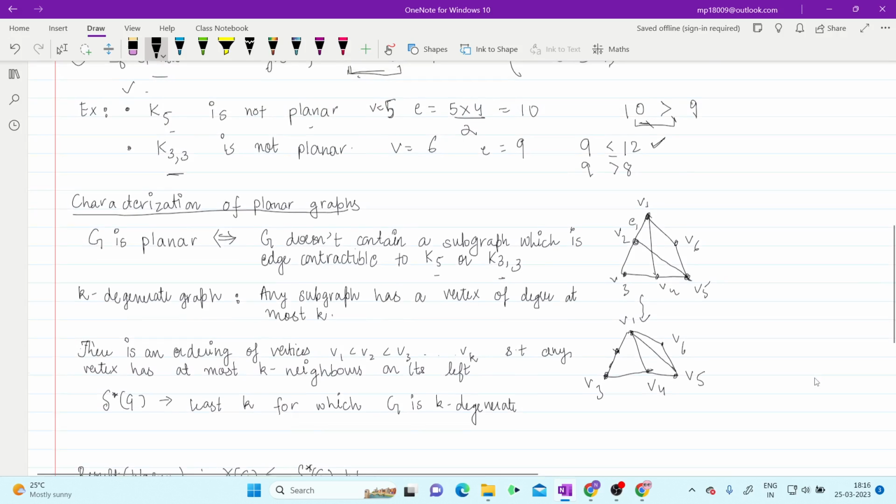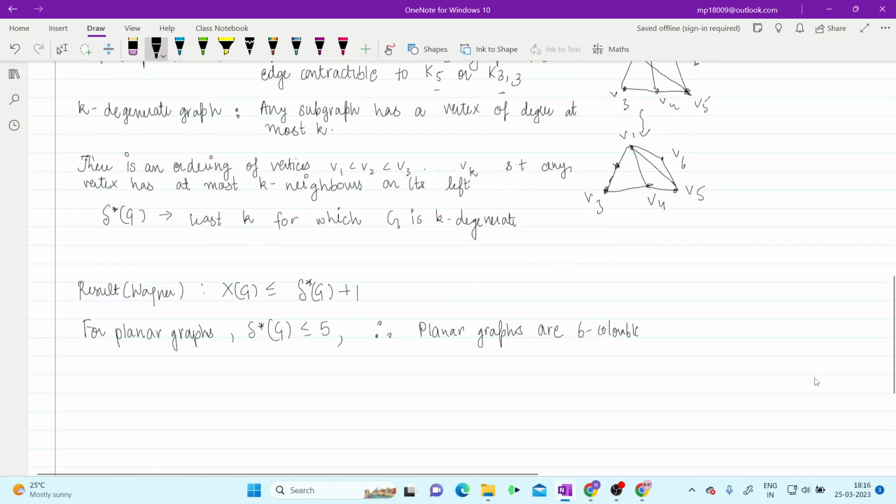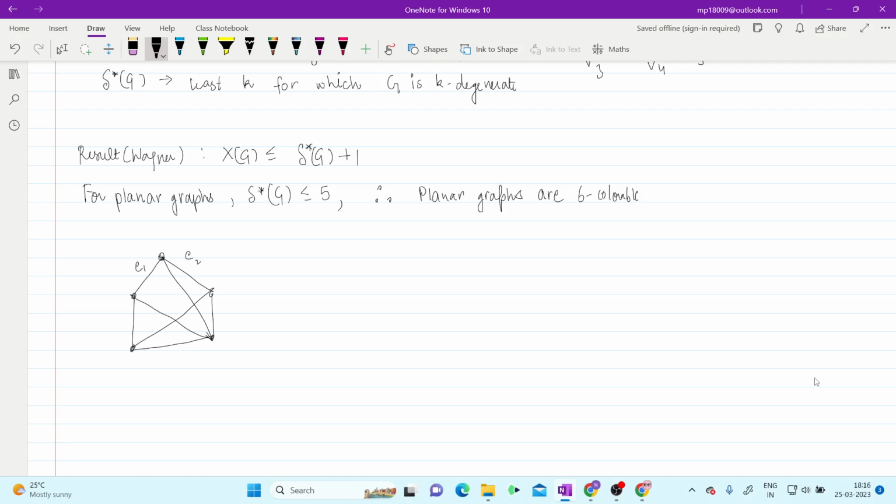Ma'am, once again, please explain edge contractibility. Okay, so edge contractibility is this. If you have some graph, suppose we have some graph like this, and these are my edges e1, e2, and I'm not naming the other ones, v3, v4, v5. So if I want to contract my edge e1, contracting edge e1 means that v1 and v5 become the same vertex.